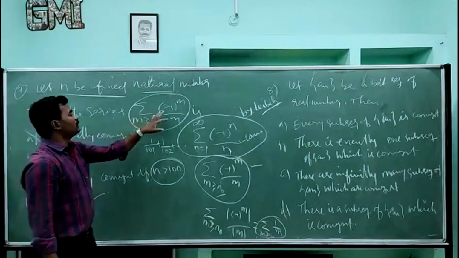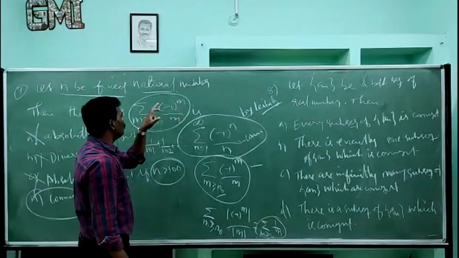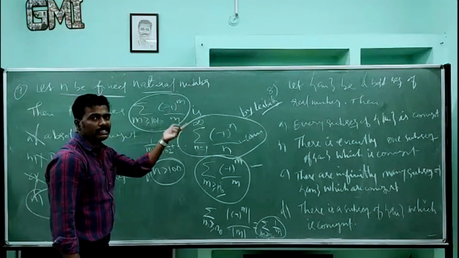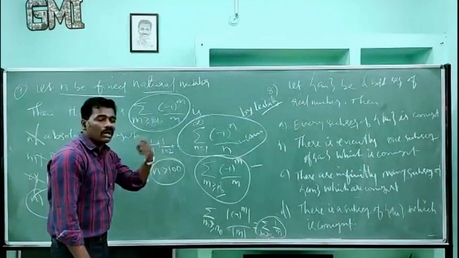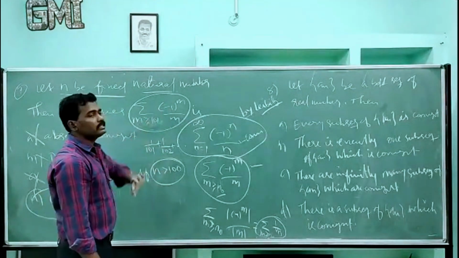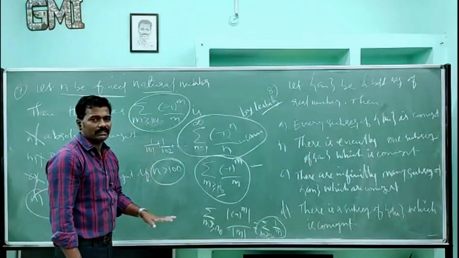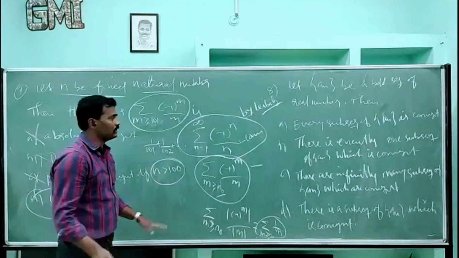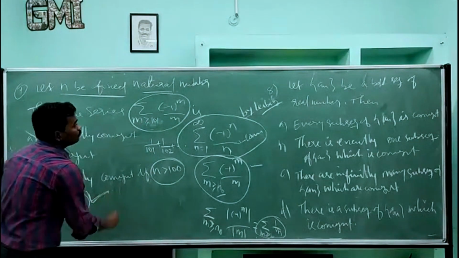So the only option that is true is D. Why? By Leibniz test, according to Leibniz rules, an alternating and monotonically decreasing series is convergent. It is convergent, but not absolutely convergent. So option D is true.